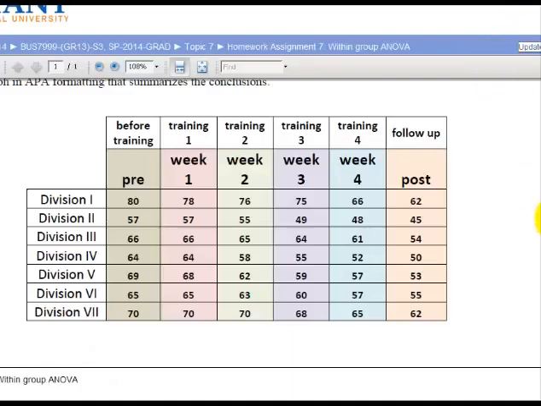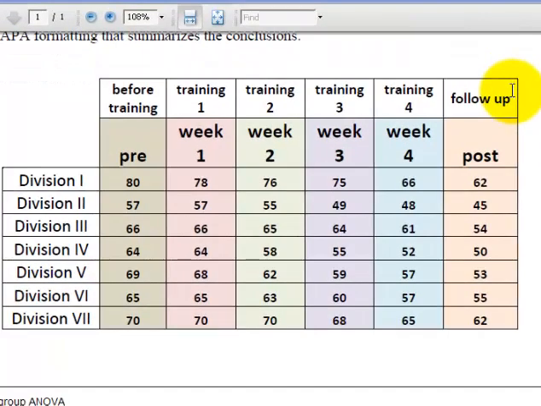So I'm going to look at your homework 7, your within group ANOVA. So here's the data. They're trying to see if the sexual harassment training is effective at reducing the number of those kind of complaints. So this is the pre-test here, right? They did all 7 divisions, and then they did 4 weeks of training, and then they did a 6-month follow-up. What's important here is everybody got every training. That's what makes it a within group or a repeated measures ANOVA.